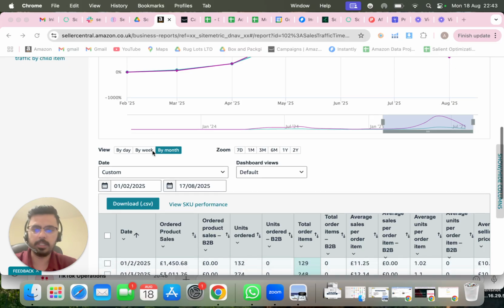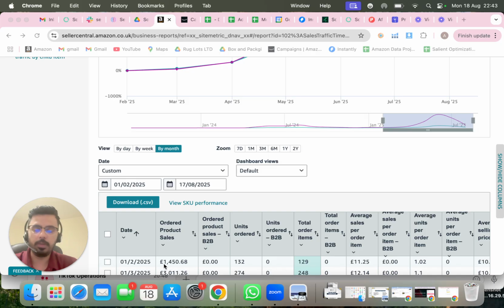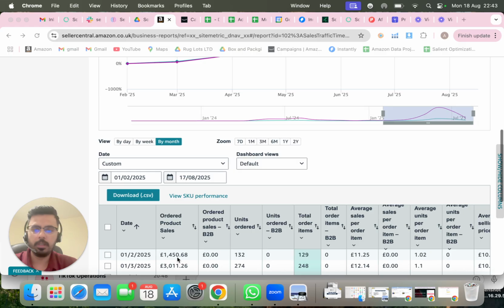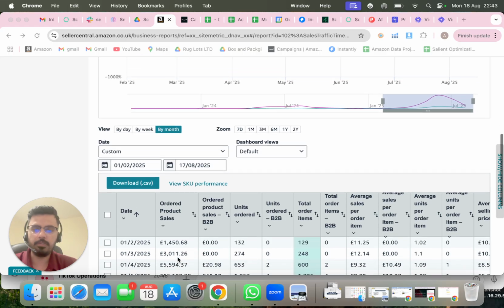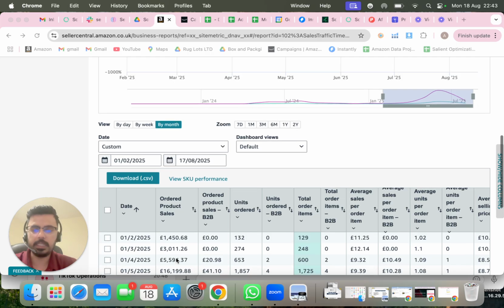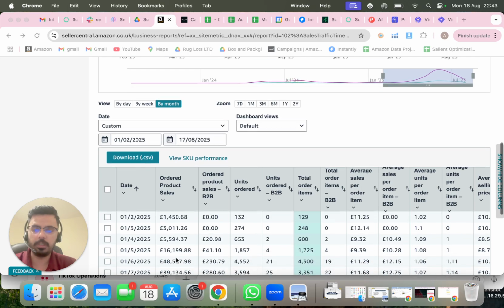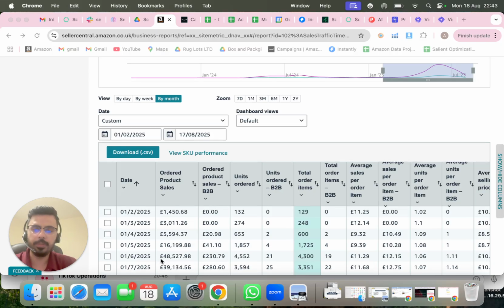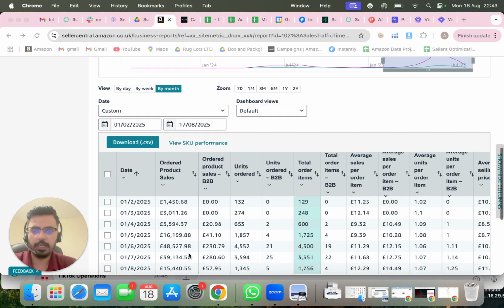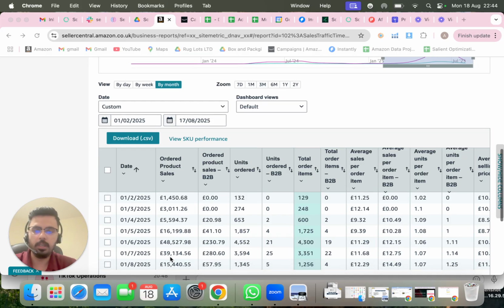But let's just see the stats. So in the first month, he was doing £1,450. The month we joined he did £3,000. Next month he did £5,500. Next month he did £16,000, and then 48,000, and then 39,000. At this point, he realized that okay, Amazon is not too bad, and we started to get into the profits, and that is why we contained the sales, contained the ACoS and TACoS, and this month we're doing exactly the same, and we have also increased the price.